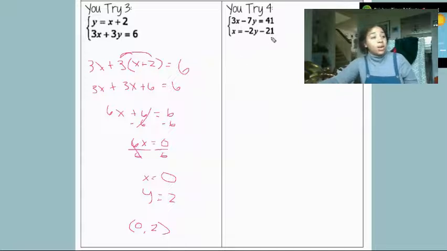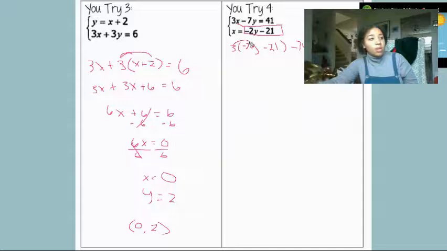Same thing here for this one. I'm going to substitute this all in for x here. So we have 3 parentheses, negative 2y minus 21, and then minus, so now we get to include this part. So all this we plugged in for x. And don't forget the rest, minus 7y equals 41.